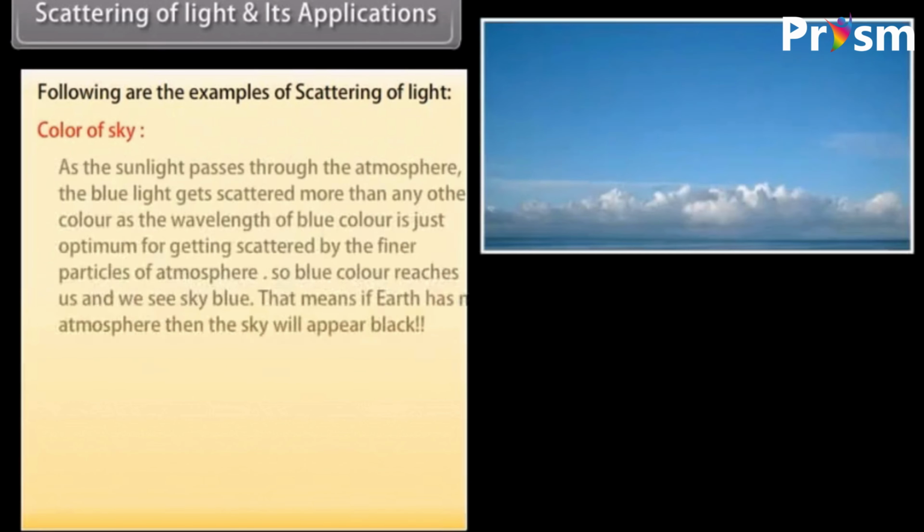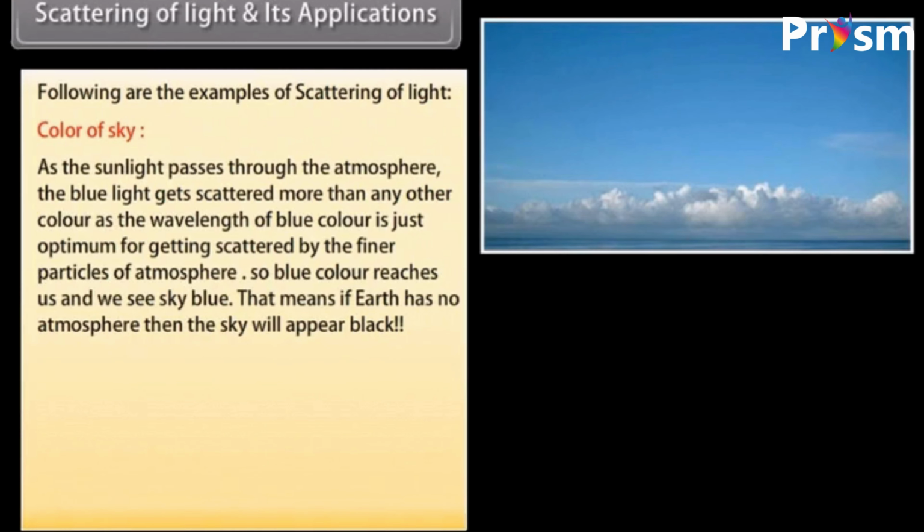Following are the examples of scattering of light. As the sunlight passes through the atmosphere, the blue light gets scattered more than any other color, as the wavelength of blue color is just optimum for getting scattered by the finer particles of the atmosphere. So blue color reaches us and we see the sky as blue. That means if Earth had no atmosphere, the sky would appear black.